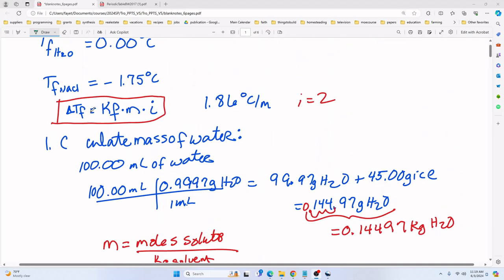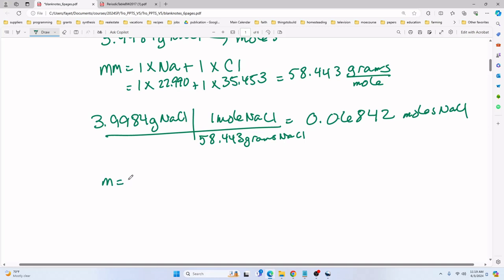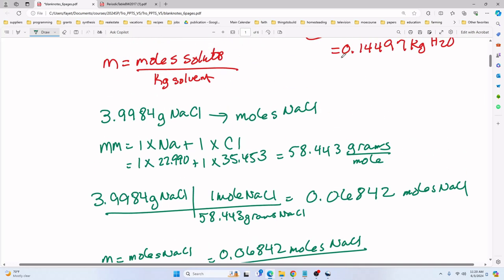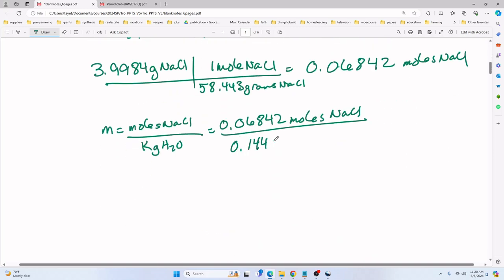Remember, we're trying to get the delta T, the change in the freezing point, and so we need the molal concentration. We still haven't calculated that, and in order to do that, molality is equal to moles of solute, so moles of sodium chloride per kilograms of solvent, which is water. And so for our case, we have 0.06842 moles of NaCl divided by, remember our water was 0.14497 kilograms of water, and that gives us a molal concentration of 0.4719 molal.